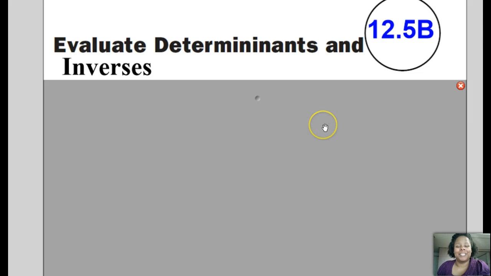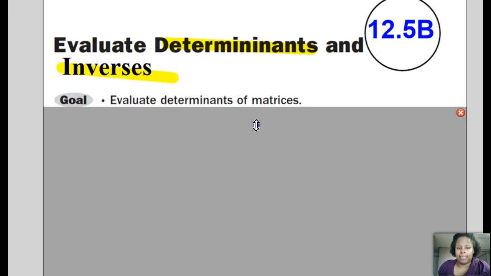All right, class, hello. Today we're going to be talking more about matrices and more particular special things that we can do with matrices besides adding, subtracting, or multiplying. And the new phrases that we're going to be talking about are determinants and inverses. Okay? So let's first talk about what a determinant is.